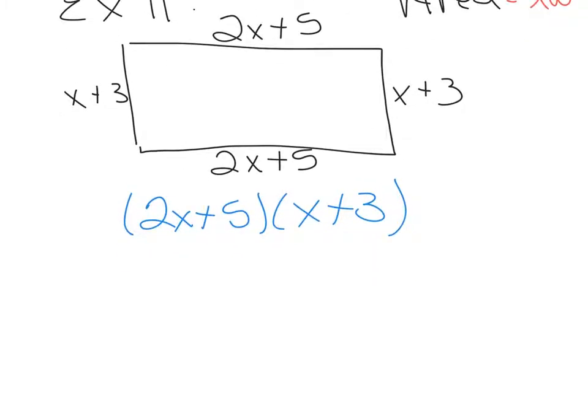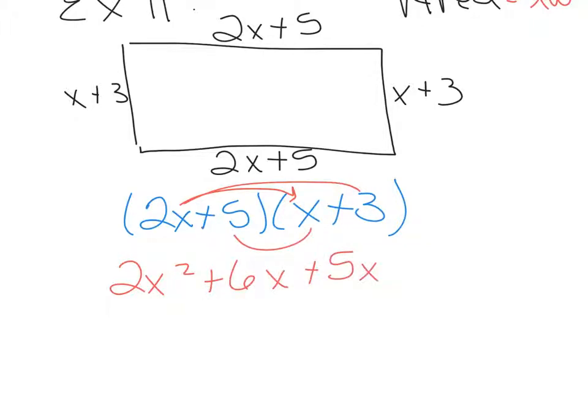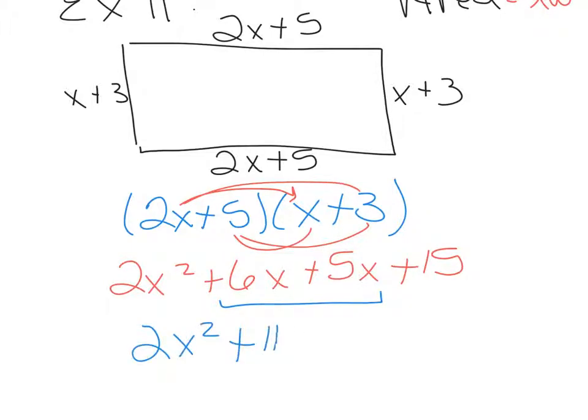So to multiply these together, we're going to use the distributive property. So 2x times x is 2x squared. 2x times 3, 6x. 5 times x, 5x. 5 times 3, 15. And of course, always look for the like terms in the middle. So 2x squared plus 11x plus 15 would be the area of this rectangle.